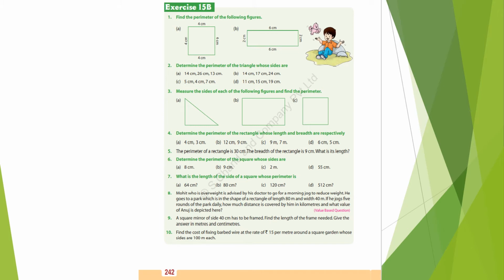And children, don't forget to write the units. Fine. And question number 3, you have measuring, so you will measure with the help of a ruler again. And question number 4, determine the perimeter of a rectangle, formula based. And question number 5, children, is a little different, which I have explained in the class. Perimeter is given, breadth is given, and you have to find the length. So you will put all the values in the perimeter of a rectangle formula, 2 into (L plus B), and L will come on the left hand side and perimeter will be shifted to the right hand side, and you know that the operator will be the opposite of that, we have discussed already.